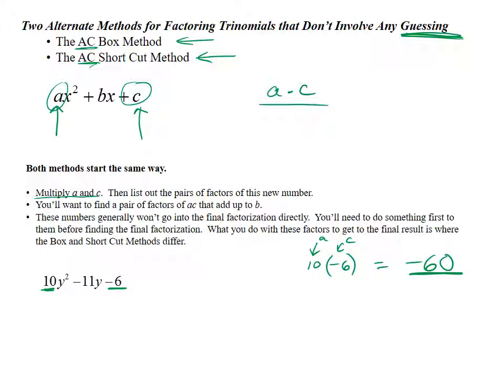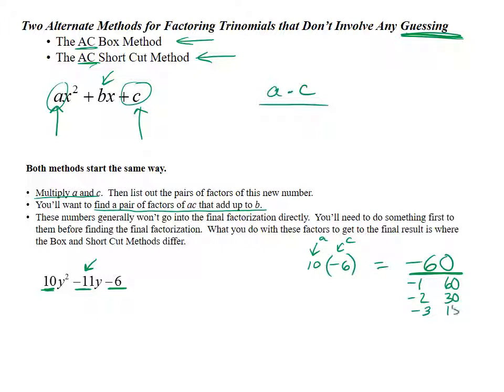Now we're going to find a pair of factors of that negative 60 that add up to the middle coefficient, which is negative 11 in this case. So we want to add up to B. So let's just factor negative 60. Because it is a negative 60, we need one negative. So negative 1 and positive 60, negative 2 and 30. I'm just going to run through all the options.